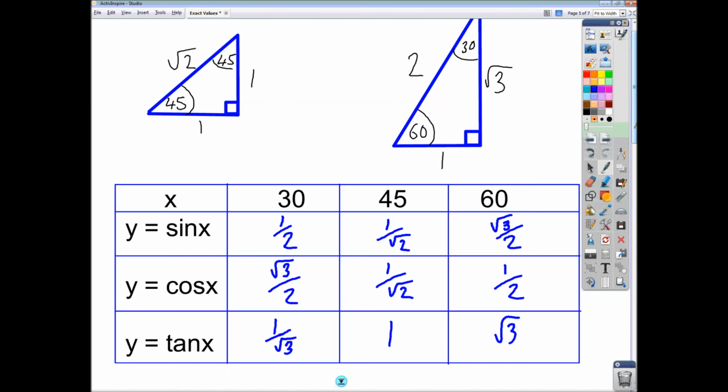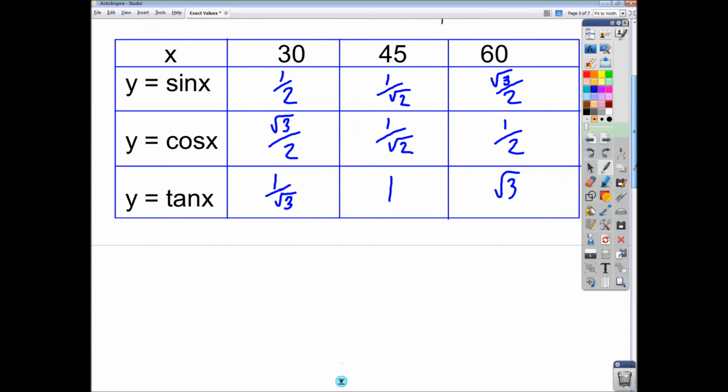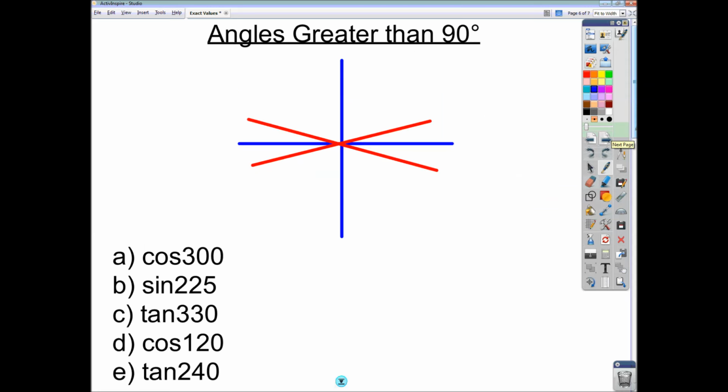So using these triangles, we've been able to fill our table, and these are the exact values of 30, 45 degrees, and 60 degrees, where we're looking at sine, cos, and tan. Okay? Now, you'll also be expected to use this information to find the exact values of angles which are not acute, okay? But which are related to each of these acute angles, all right?